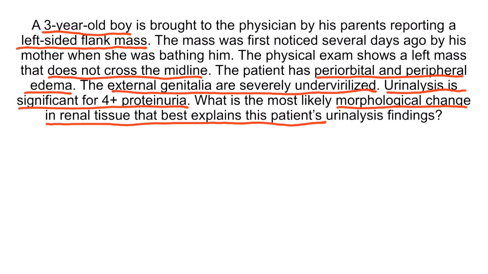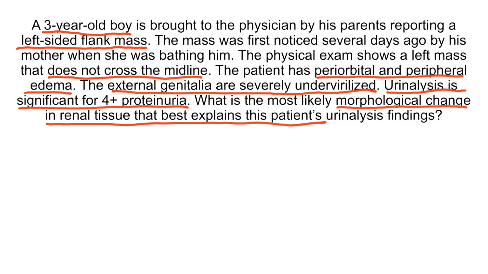All right, this patient presents with a left-sided flank mass that does not cross the midline. This presentation likely suggests Wilms tumor. His external genitalia are severely undervirilized, indicating that he has a 46XY disorder of sex development. Finally, his urinalysis is significant for 4+ proteinuria, and the patient has periorbital and peripheral edema. These latter clues indicate the presence of nephrotic syndrome.